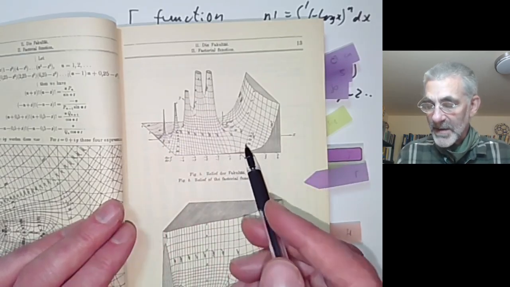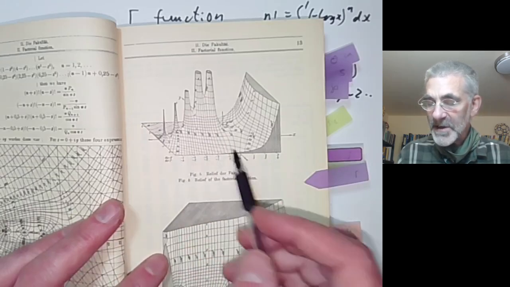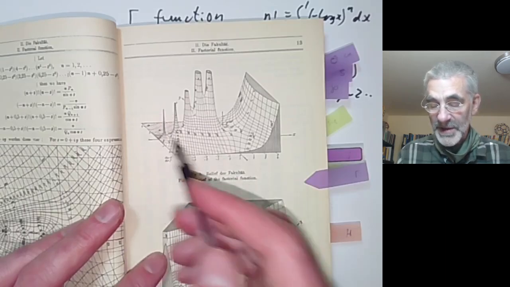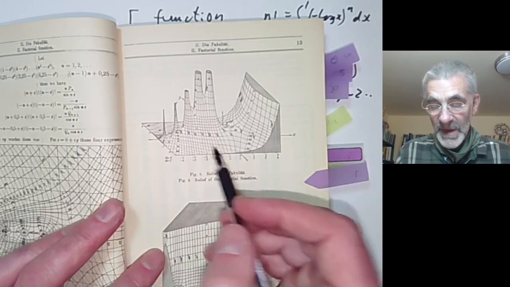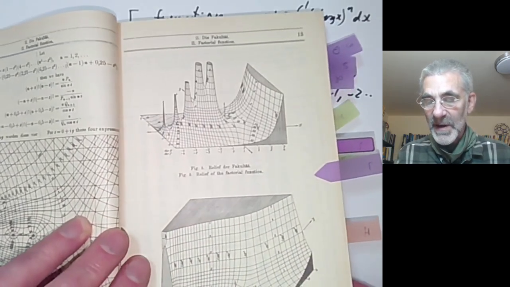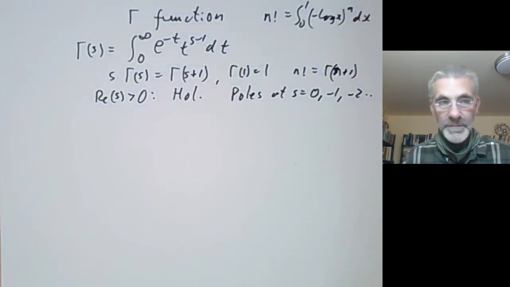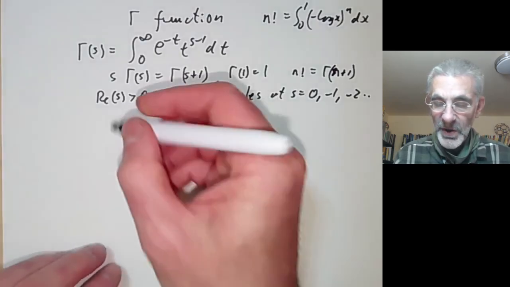The other obvious feature is that the gamma function is very, very small in this region here and this region here. So when the imaginary part of s gets very large, the gamma function seems to get very small in absolute value, so we need to explain that as well. So first of all, let's take a look at the size of the poles.